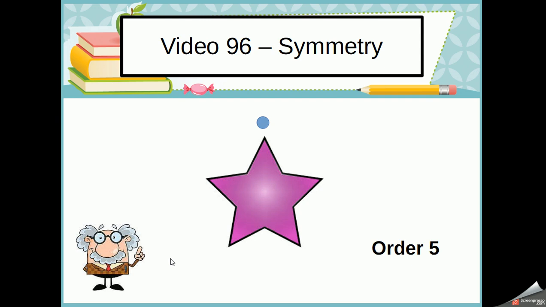So even if a shape has got no rotational symmetry, and it's not until it's back to its original position that it looks the same again, it's still order 1 rotational symmetry. So that's how we look into rotational symmetry and how we describe it, by the number of times it goes back into its original position in a 360-degree turn.